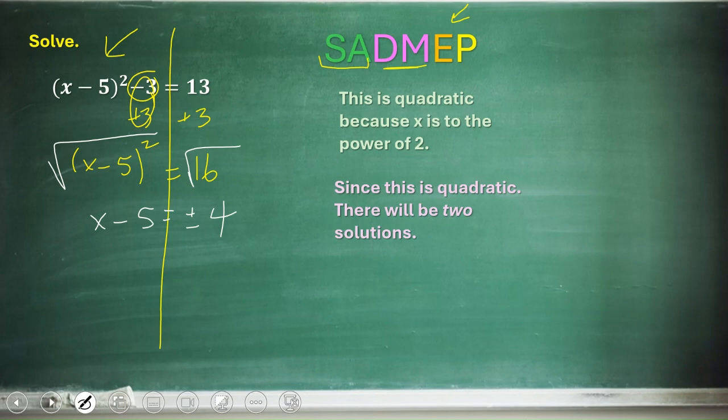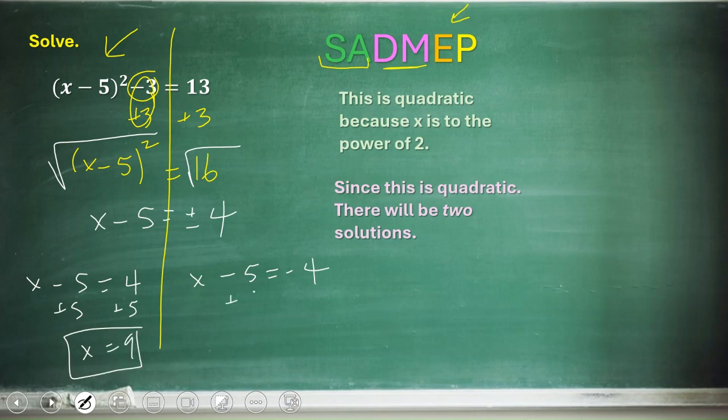All right, so we could split this into two equations if we wanted. We could say x minus 5 equals 4 and x minus 5 equals negative 4. Or a lot of people just do this in their head. So I'm going to just solve for x here. So x equals 9. And on this side, we're adding 5 to both sides because we're doing the opposite, and x equals positive 1.